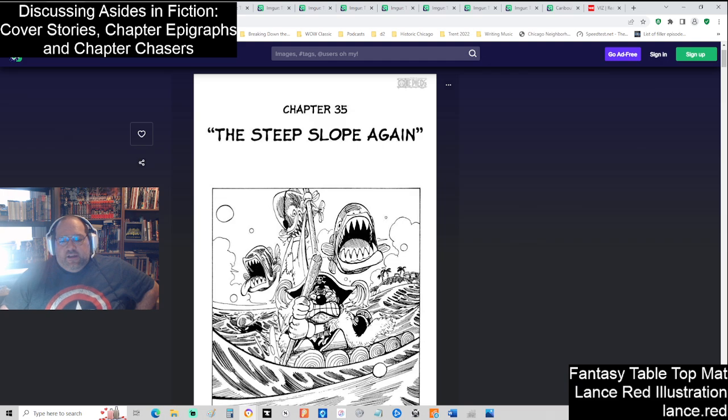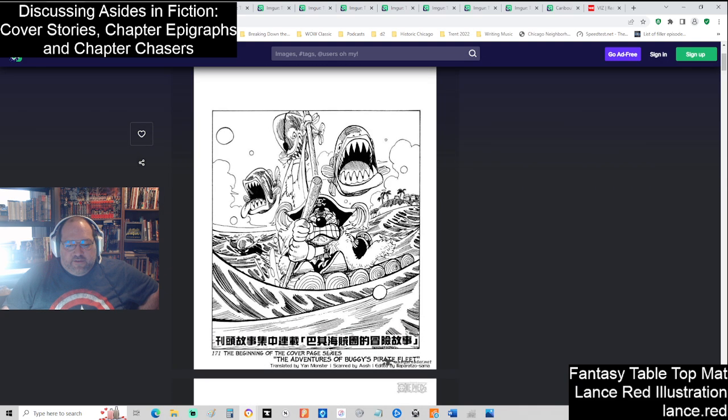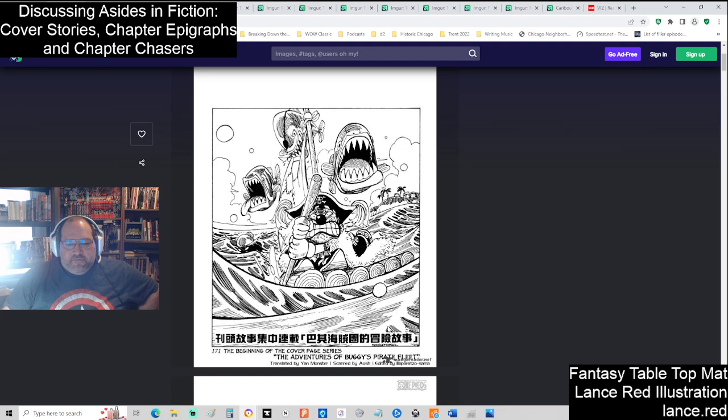So here, the very first opening section of One Piece, Buggy here, the clown, his body can be chopped up. He has the chop fruit, and he doesn't die. His torso and legs got just shot somewhere else, and so he's got feet, arms, and head. And so here's chapter 35. We get the beginning of the cover page series, The Adventures of Buggy's Pirate Fleet.